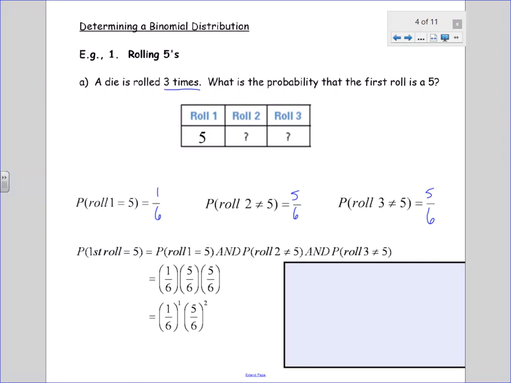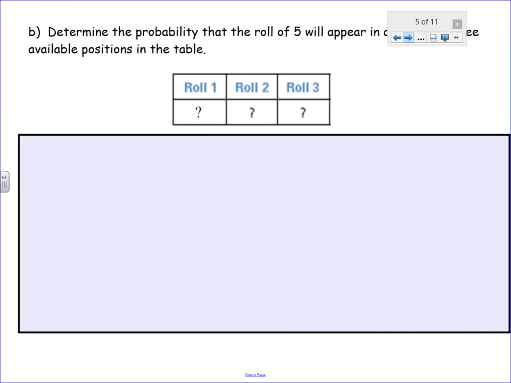Now, I'm not going to evaluate that. I'm going to leave the expression as it is, as we're not really after a particular final value. I think it serves a good purpose to leave it in that raw form so we can see as we move forward and extend the example how patterning will become very helpful in terms of generating a rule for binomial distributions. So carrying on with this one here, part B is asking us to determine the probability that the roll of 5 will appear in any of the 3 available positions.